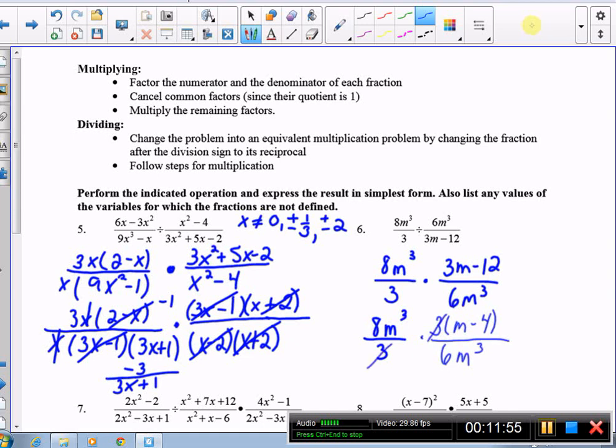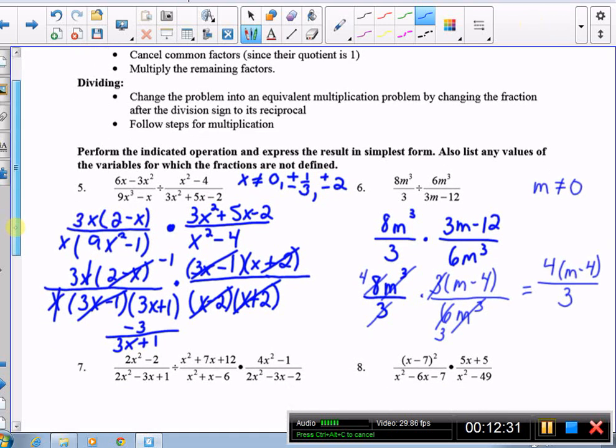So the 3's, the m cubes, these are like multiplied, so the 8 and the 6 can simplify. 8 divided by 2, 6 divided by 2, and I believe that's it. So 4 times m minus 4 all over 3. Now, you might think there's nothing undefined, but there is. We cannot have m equal to 0, because you have to look at it before you simplify.